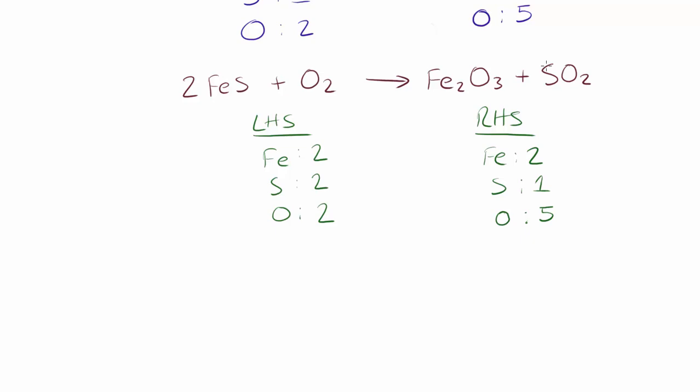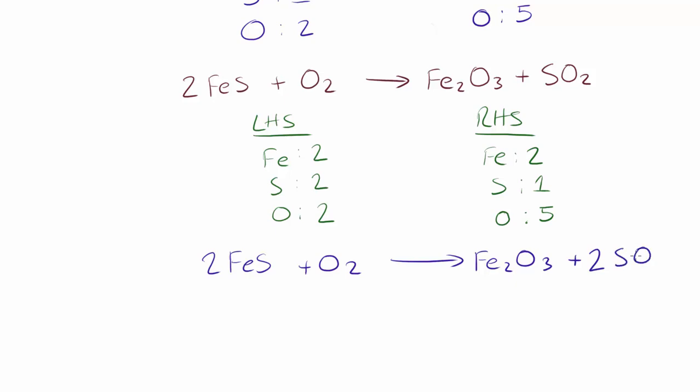And so if we do that, I'm going to write out what the new equation is going to look like, right? So 2 FeS plus O2. So we didn't change anything on this side, right? That's then going to produce Fe₂O₃ plus, and then we're going to put a 2 here, right? As we agreed, 2 SO2. Okay.